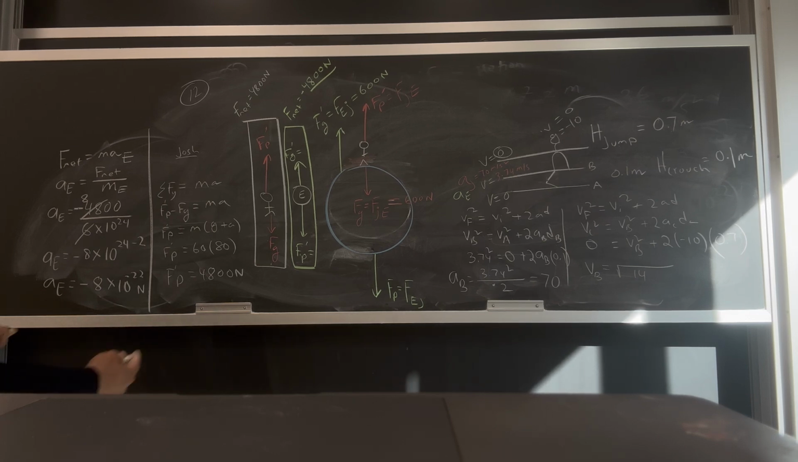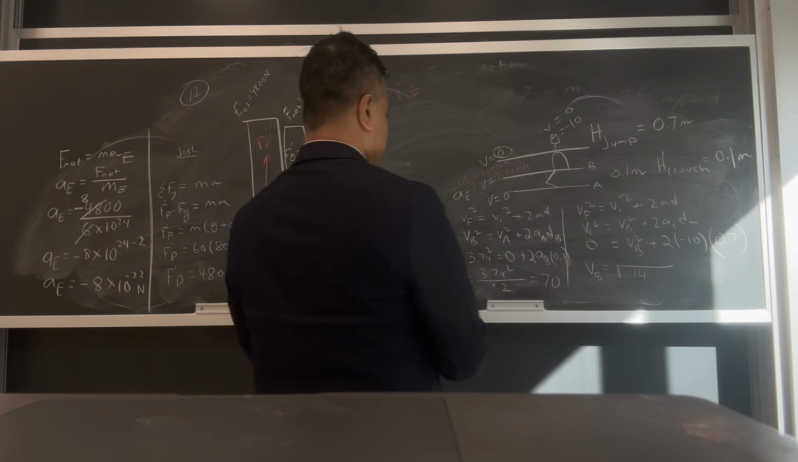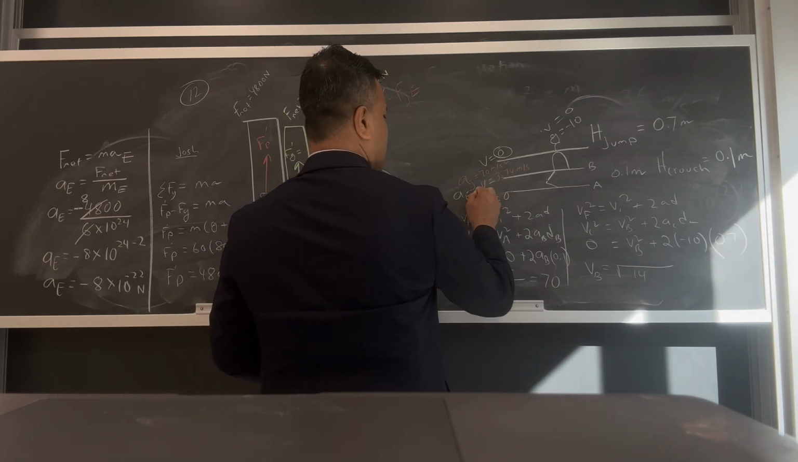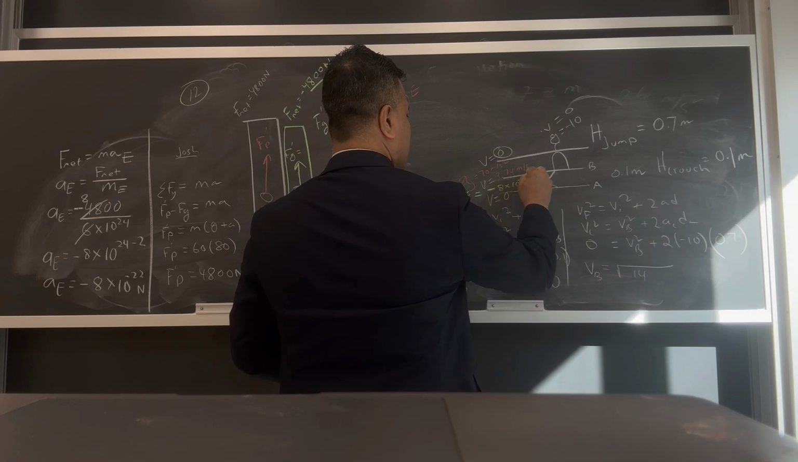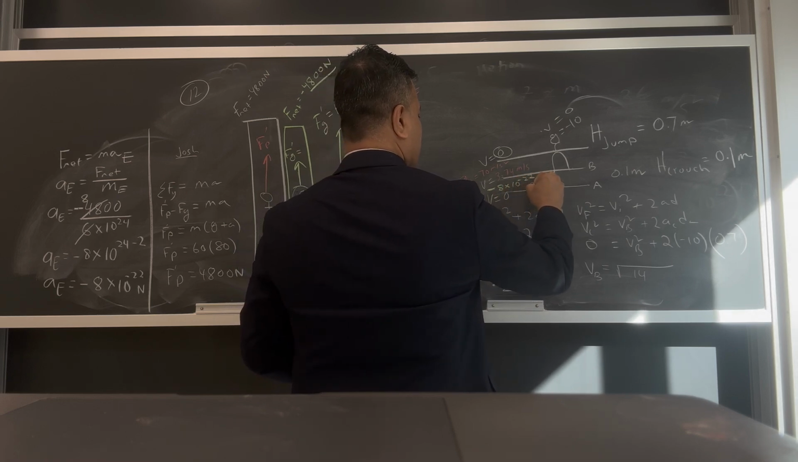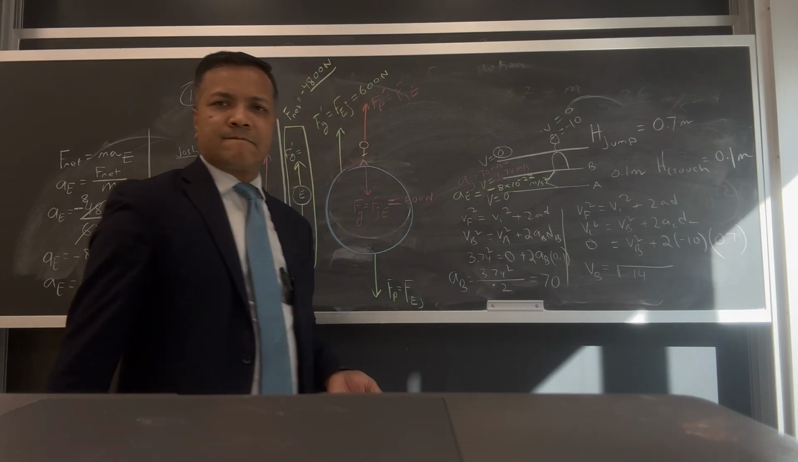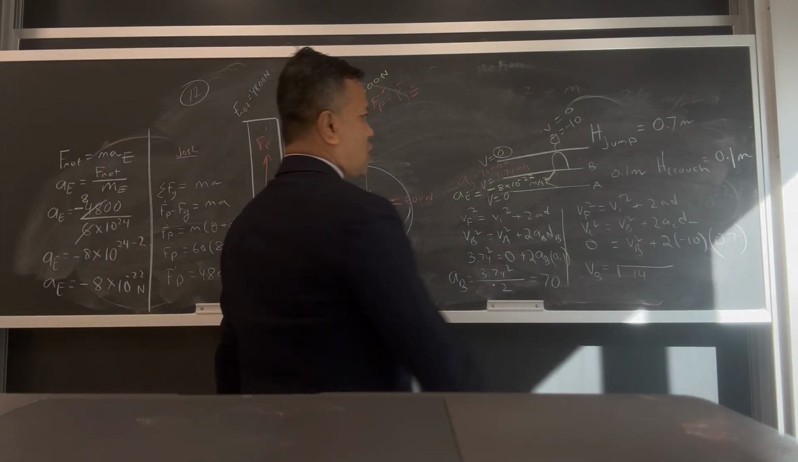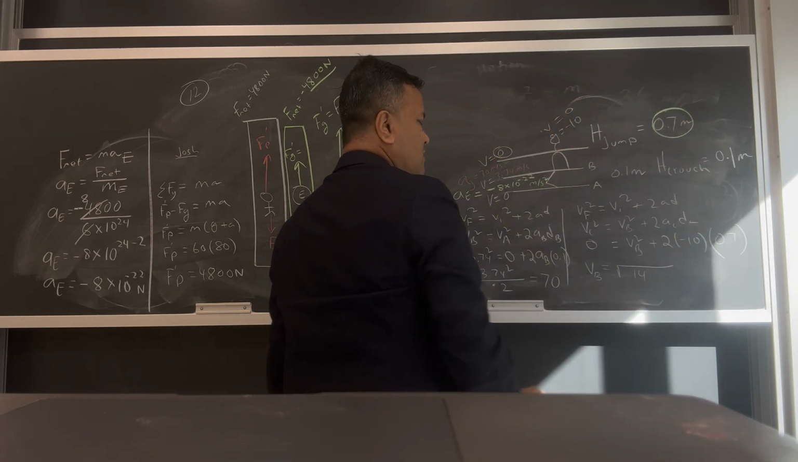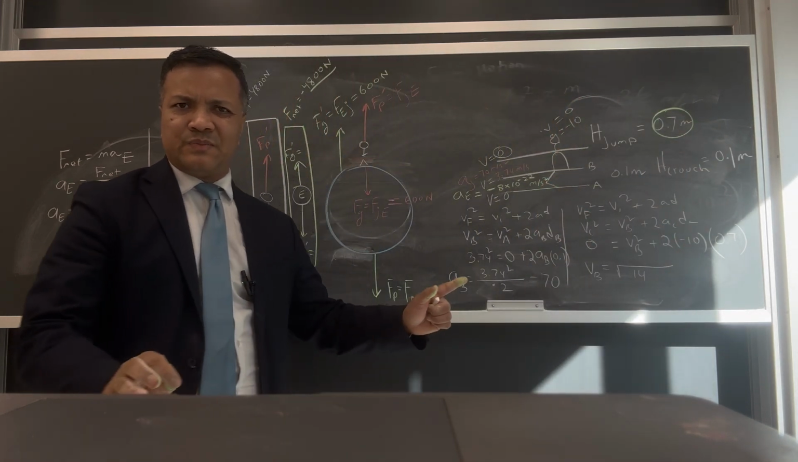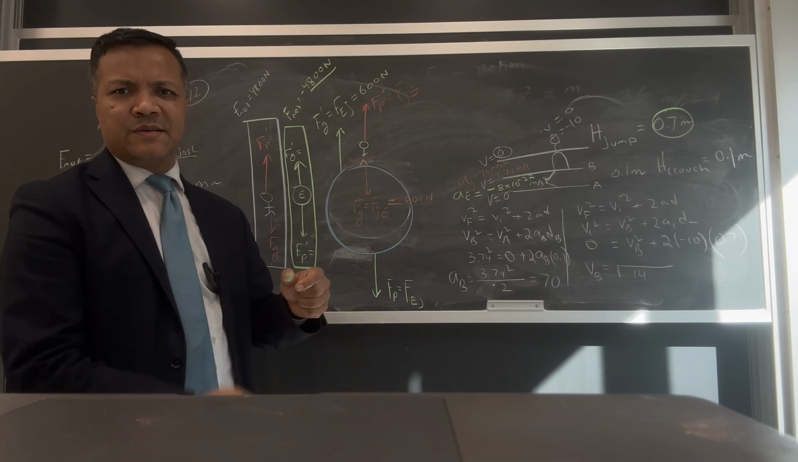Okay, so now we know that the acceleration of the earth at location B is negative 8 times 10 raised to negative 22 meter per second squared. That's why Josh moved up by 0.7 meter. The earth did not move down at all. Almost 0 meter, it did move down.